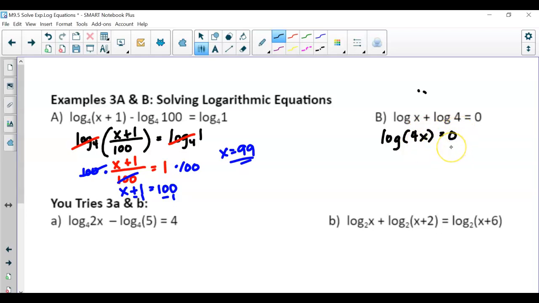Now, we don't have the two logs, but we can convert this to an exponential. Remember our common log. This is not a base 4, right, but base 10. So this is 10 to the 0 power, which is equal to 4x. Well, 10 to the 0 power, any value to the 0 power is 1, which is equal to 4x. Now we can solve for x and divide both sides by 4. And x is equal to 1/4.